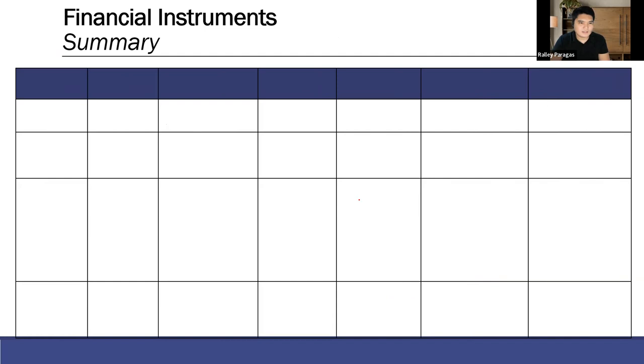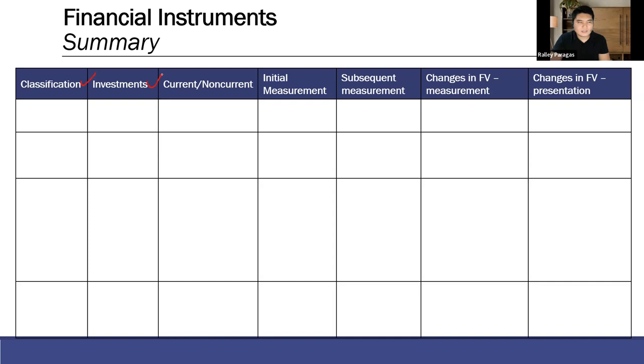Okay, so let's take a look first at the classification. Tignan natin kung anong mga applicable investments yung pwede dun sa classification na yun. Let's take a look if pwede bang maging current or non-current. Tignan natin kung paano ba mini-measure initially. So at initial measurement, ano ba yung mga nilalagay natin sa carrying amount ng ating investment. Let's take a look ano ba yung subsequent measurement natin. So for example, pinurchase mo yung investment mo today, ano ba yung magiging measurement niyan at December 31 this year, for example.